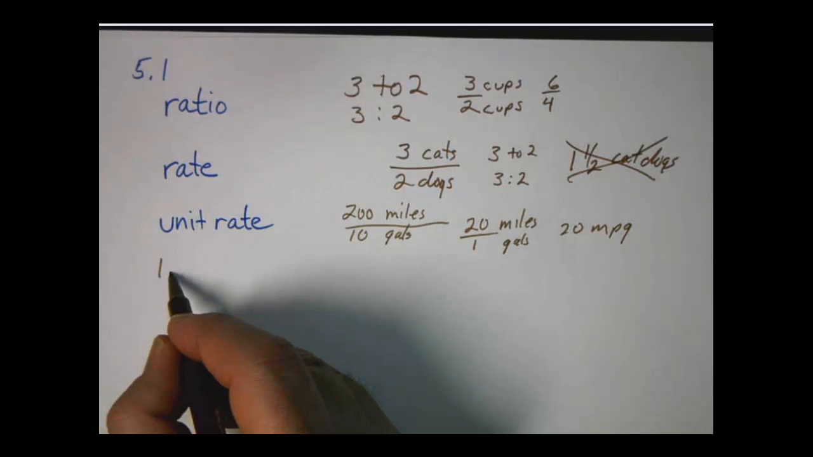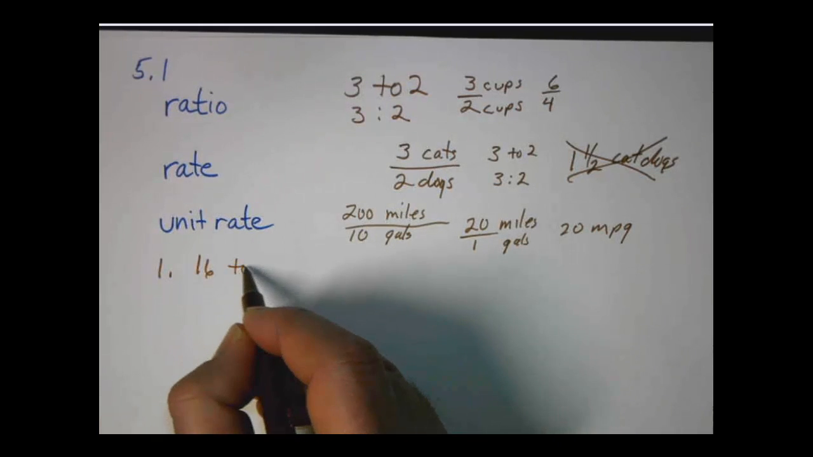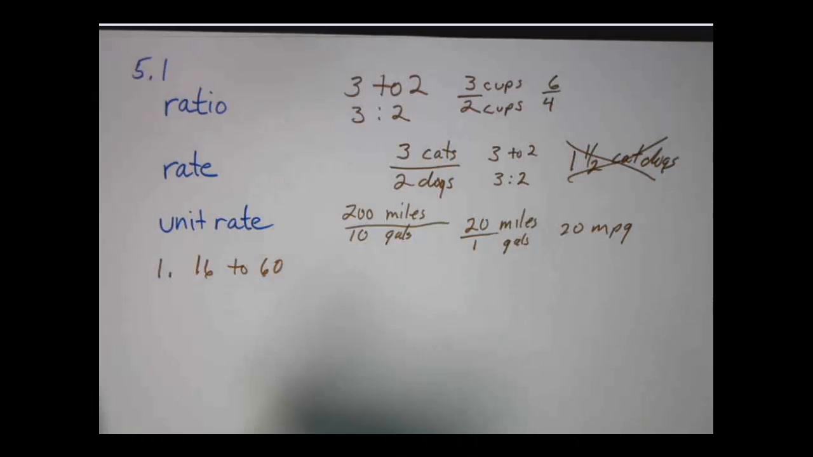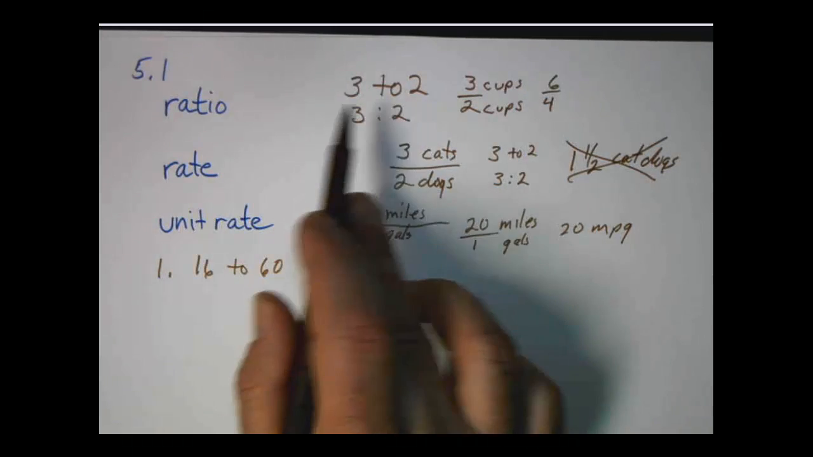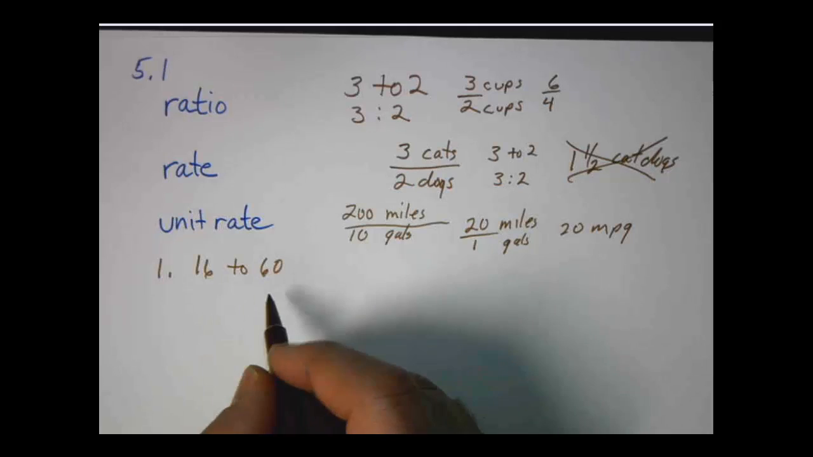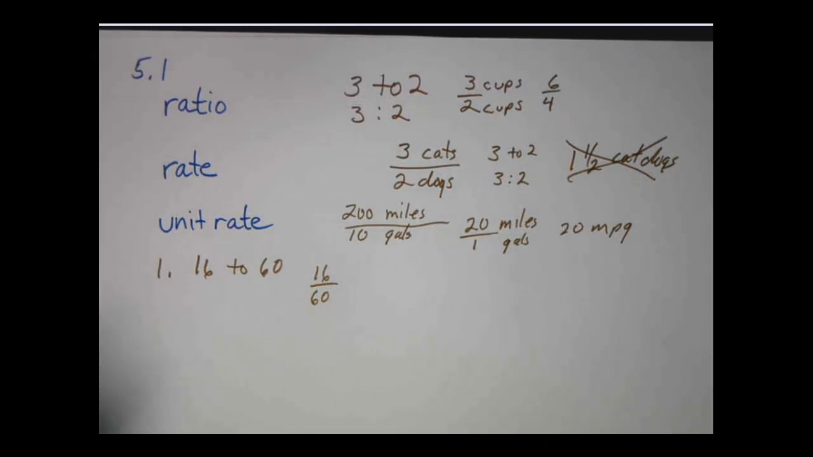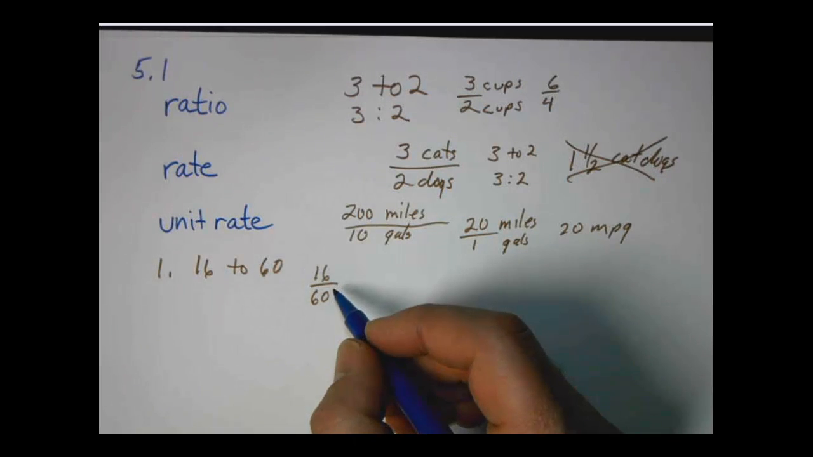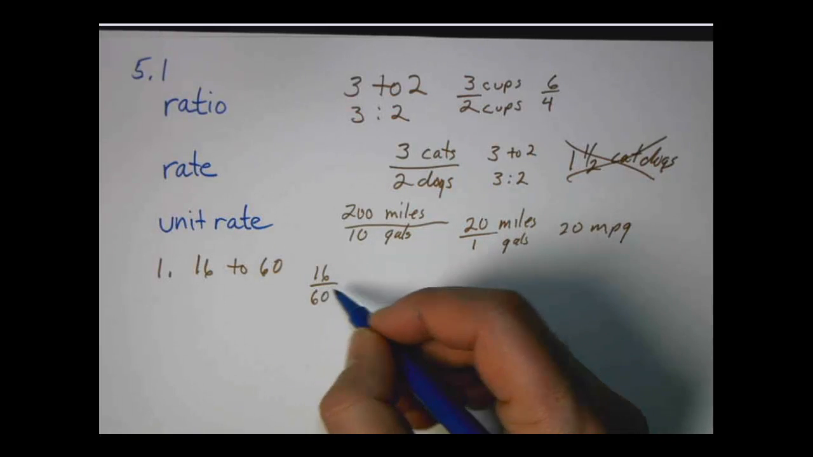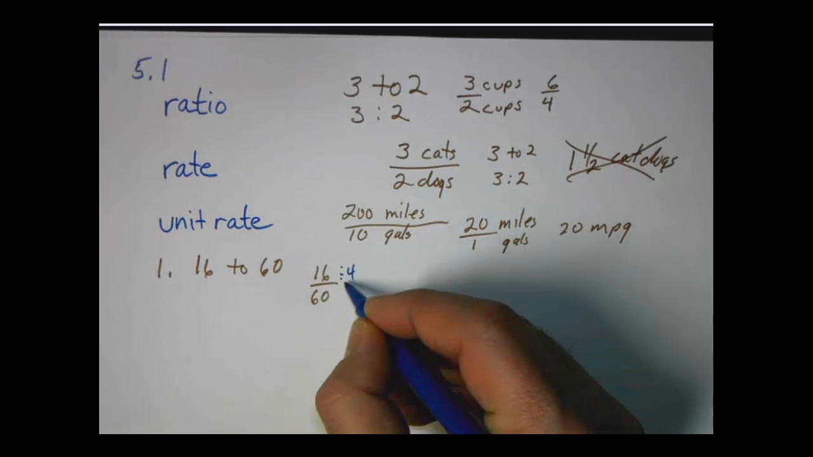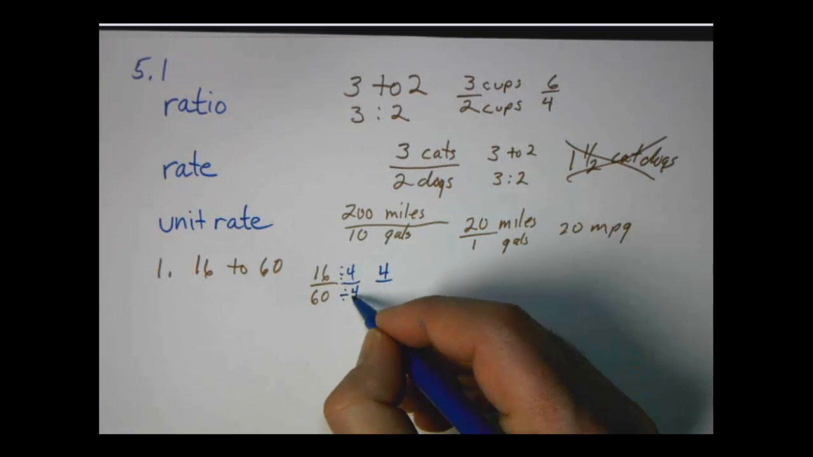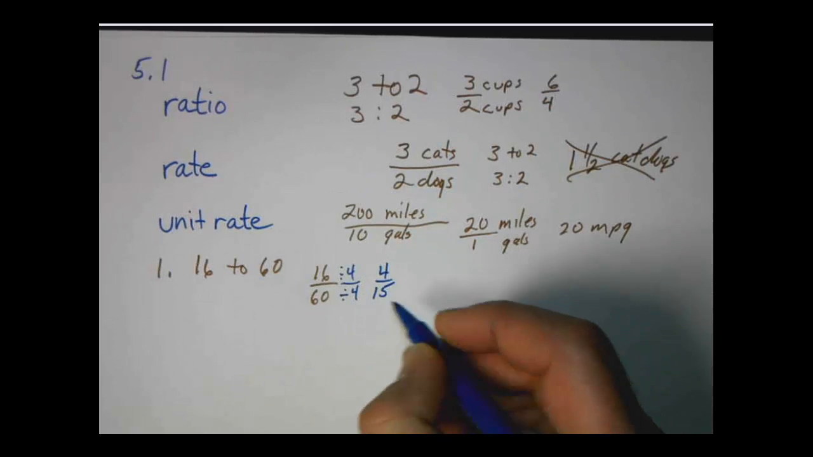So problem number 1 is I'm doing 16 to 60. It doesn't say what the items are, it's just a ratio. We're comparing two like things. So I'm going to write it in kind of fraction form because I think it's easier to reduce that way. I notice that they're both even, and I notice that 4 goes into both. So I'm going to divide both the top and the bottom by 4. 4 into 16 is 4, 4 into 60 is 15.